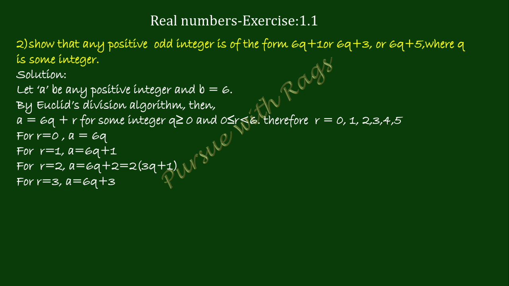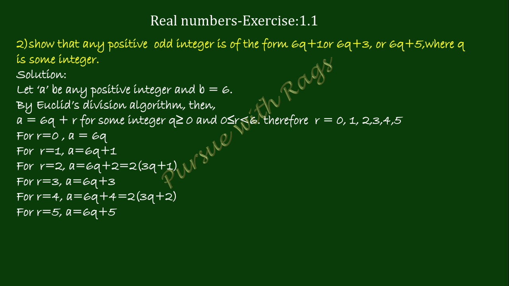And for r is equal to 3, the value of a will be 6q plus 3, which is an odd number. And for r is equal to 4, a is equal to 6q plus 4. In both the terms, take 2 commonly outside, which will be equal to 2 into 3q plus 2. So this is also divisible by 2. So this is an even integer. And for r is equal to 5, a is equal to 6q plus 5. This cannot be divisible by 2. So therefore this is an odd integer.